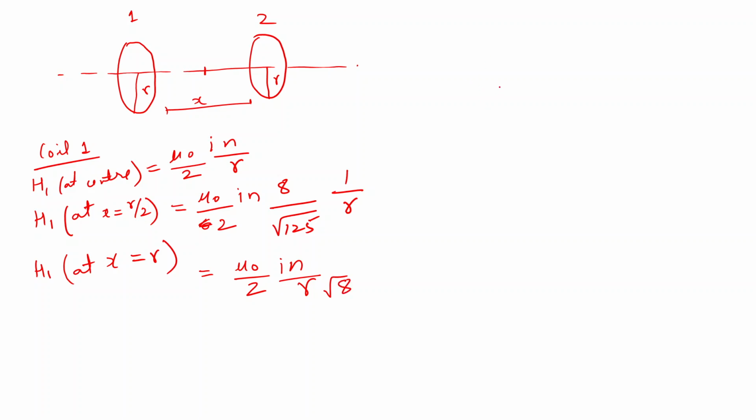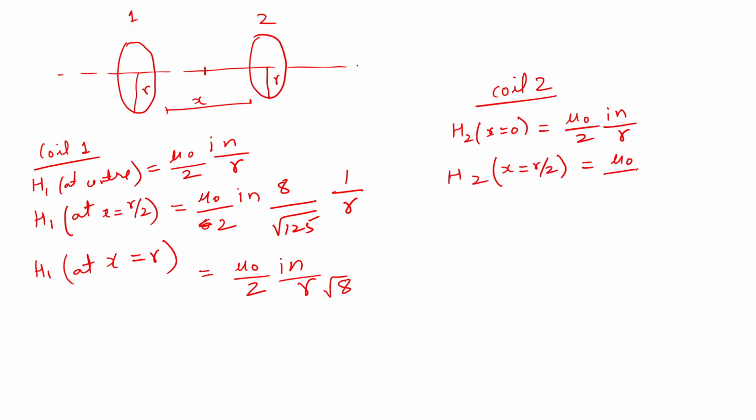Now the same way, because of coil 2 at the center of coil 2, it will be the same. Due to coil 2, the magnetic field at x is equal to r by 2.